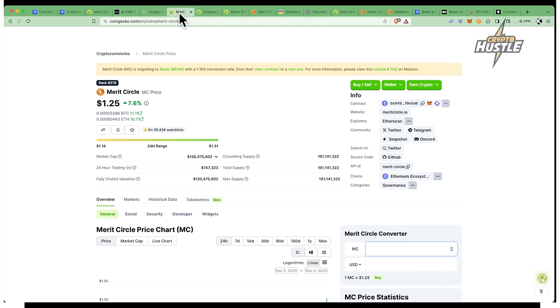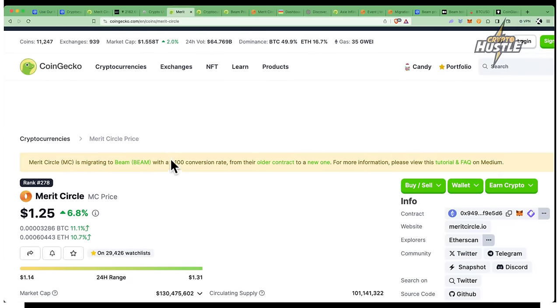If you are in my alpha group, we have been investors in Merit Circle already for a while now, for months maybe. And we have made incredible gains, a couple of X's already. But now it's time for you to migrate your token from Merit Circle to Beam. They're killing this token and they have launched a new one. There is a conversion rate when you do the migration. For every Merit Circle token, you will be receiving 100 Beam tokens.